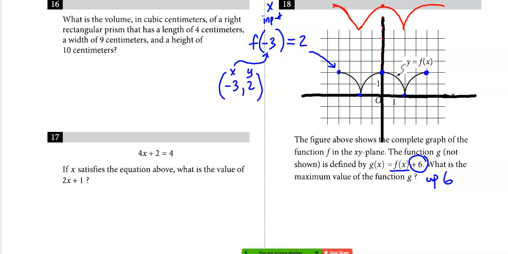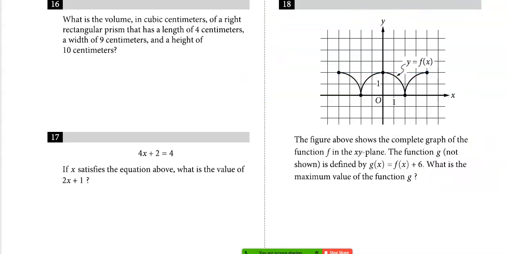So what is the maximum value of g? Well, the maximum value of f was right here. It was at a height of 2. So if we go 6 up, the maximum height of g is going to be 8. So kind of a weirdly worded question, but not horrible.